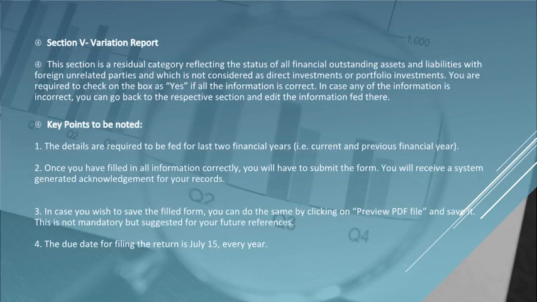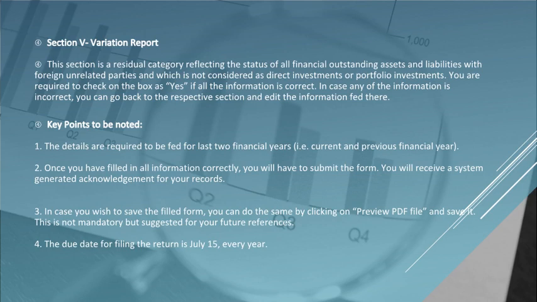Section 5. Variation Report. This section is a residual category reflecting the status of all financial outstanding assets and liabilities with foreign unrelated parties and which is not considered as direct investments or portfolio investments. You are required to check the box as yes if all the information is correct. In case any of the information is incorrect, you can go back to the respective section and edit the information fed there. Points to be noted.